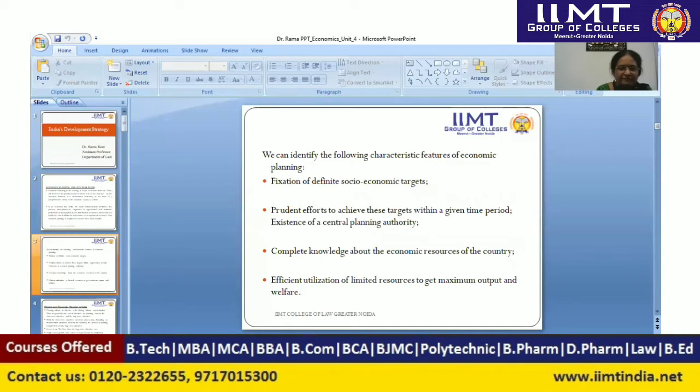We can identify the following characteristic features of economic planning: fixation of definite socio-economic targets and prudent efforts to achieve these targets within a given time period, existence of a central planning authority, complete knowledge about the economic resources of the country, and efficient utilization of limited resources to get maximum output and welfare.